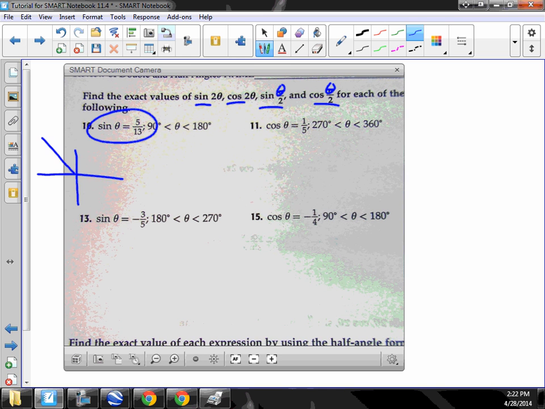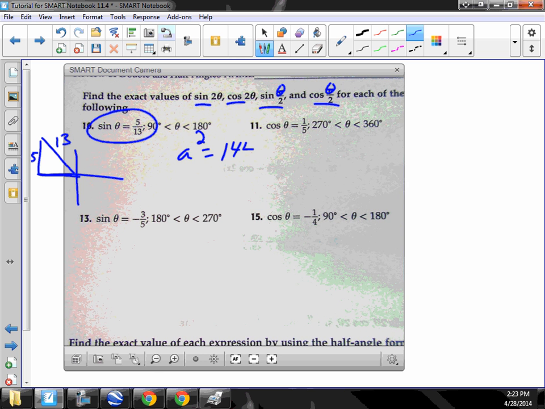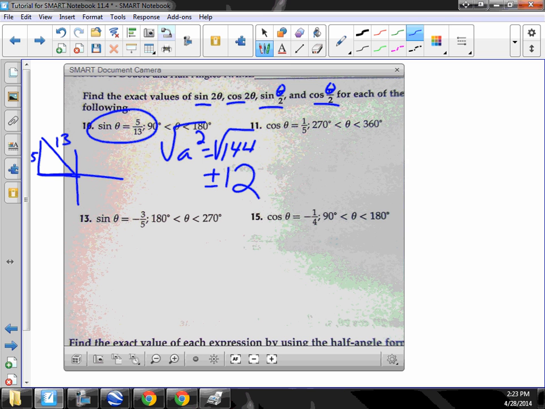Okay. So if I wanted to find the sine of 2 theta, I need to label the triangle. Sine is opposite over hypotenuse. So the wall is 5 and the ladder is 13, which means that the ground is going to be 13 squared minus 5 squared, which is 144. So ground squared is 144. So I'll just say a squared equals 144. I take the square root and I get plus or minus 12. Is it plus or is it minus? Minus because we're in quadrant 2. This is negative 12.